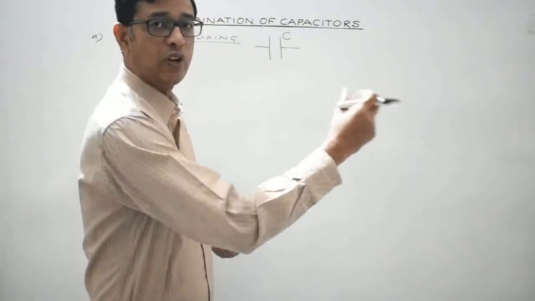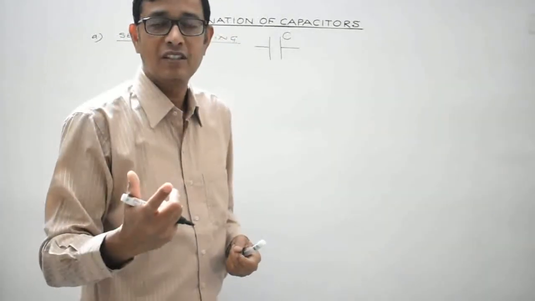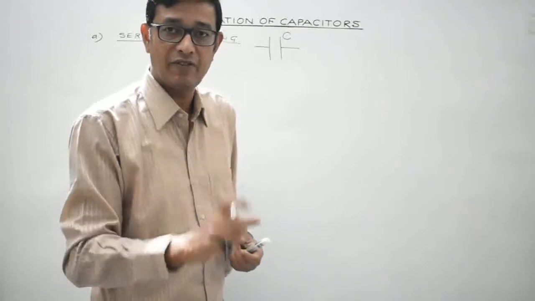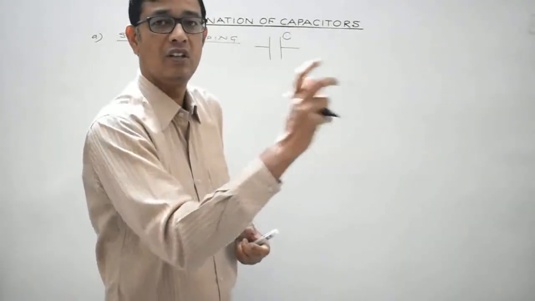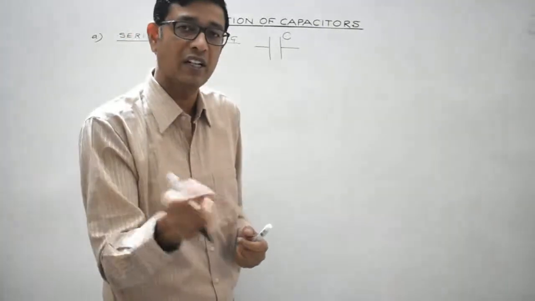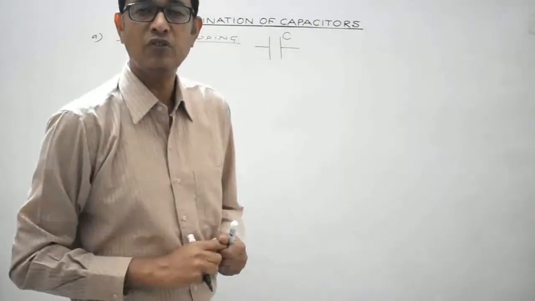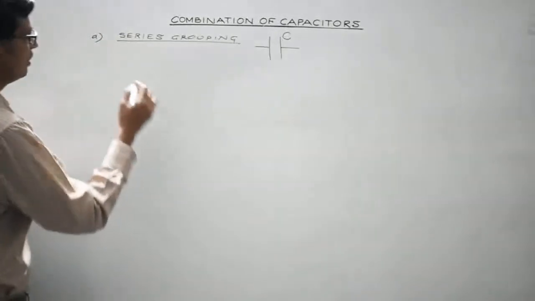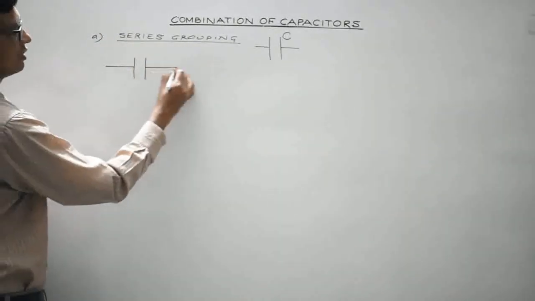Series means end-to-end connection. So, two or more capacitors are said to be connected in series if the charge across the plates of each of the capacitors remains constant. So, that's the condition for the capacitors to be connected in series. End-to-end connection, that is the case of series grouping. So, let's draw the diagram. I am taking the illustration of three capacitors.